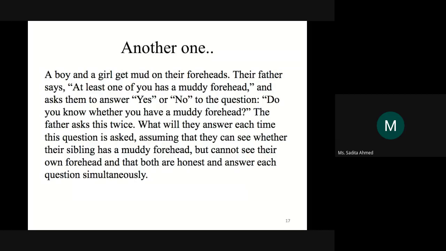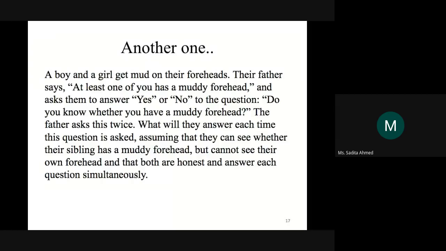So once again, going by the assumptions, what do we know so far? We know that all of them are honest. We know that all of them are capable of making logical deductions. And we know that the boy and the girl cannot see their own foreheads, but can see the forehead of the other person. Each time they will answer simultaneously, that is, at the same time.